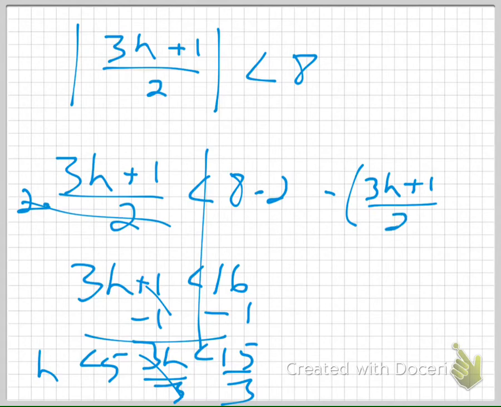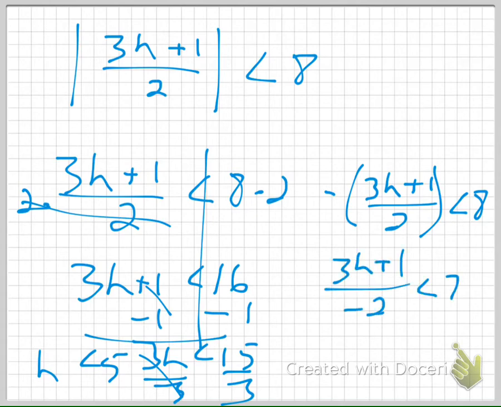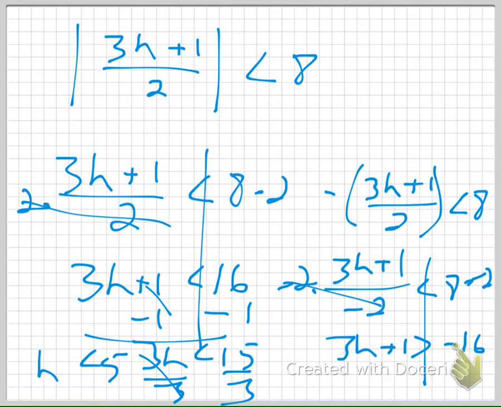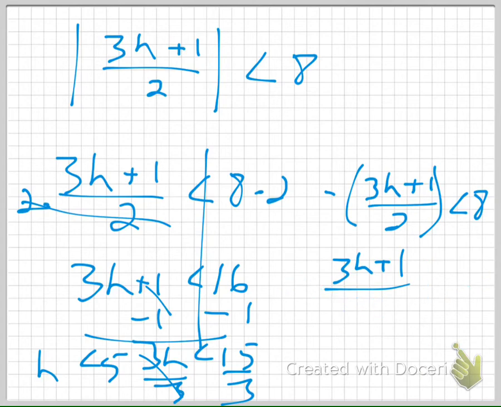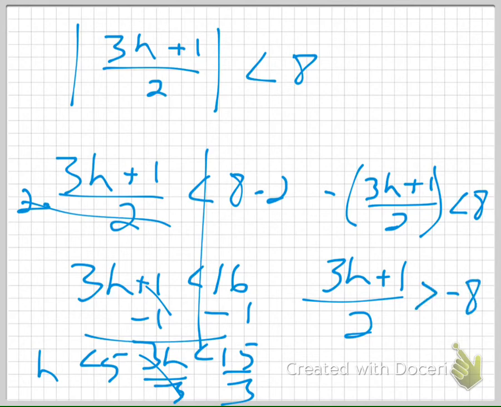Negative 3h plus 1 over 2 is less than 8. Okay, so then that would be 3h plus 1 over -2 is less than 8. Multiply by -2, multiply by -2. 3h plus 1 is greater than -16. What did I do wrong? I have to multiply everything by negative? I guess what I should do, you're right, is right off the bat just flip everything and make this be 3h plus 1 over 2 is greater than -8. Right?